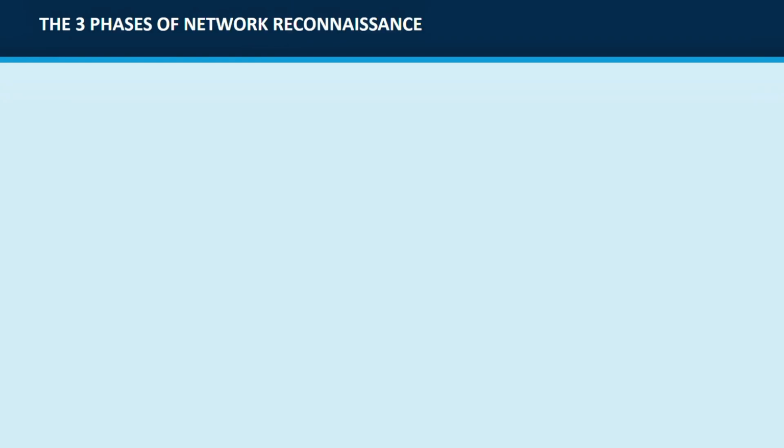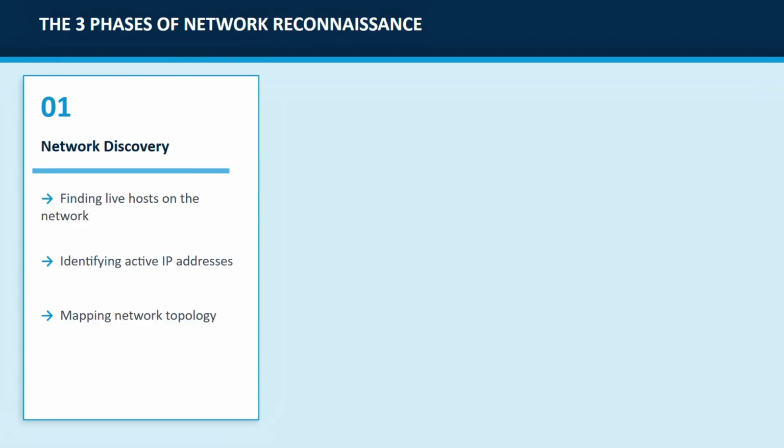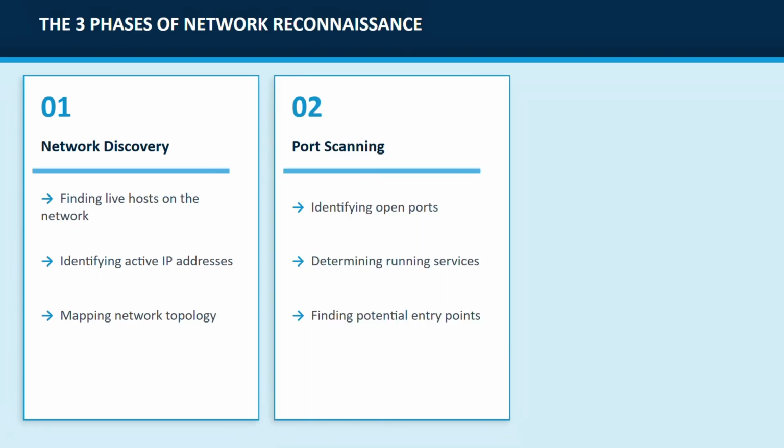Network reconnaissance has 3 phases. The first phase is the network discovery phase, and this is where we find the live hosts on the network, identify active IP addresses, and map the network topology. Here, what we are doing is answering the question, what systems are out there? Then to the second phase, this is the port scanning phase. And here we identify open ports, determine what services are running, and find potential entry points. Here, the question we are answering is, what doors are open?